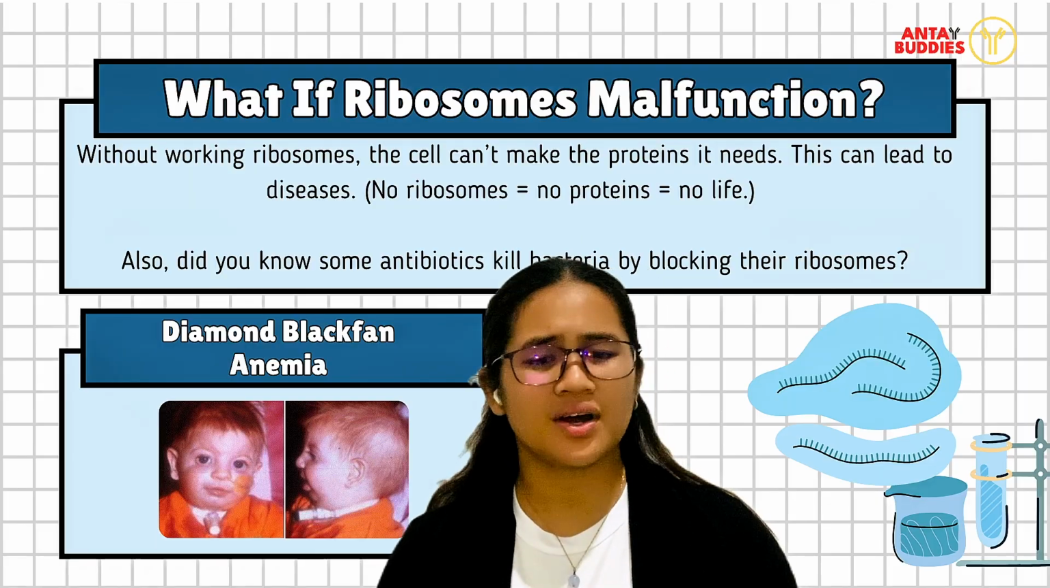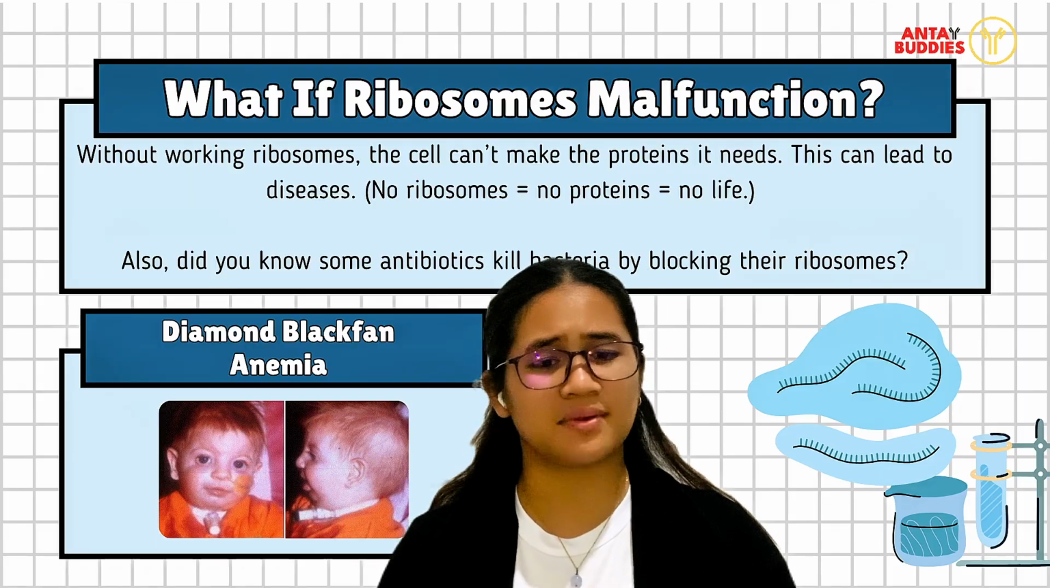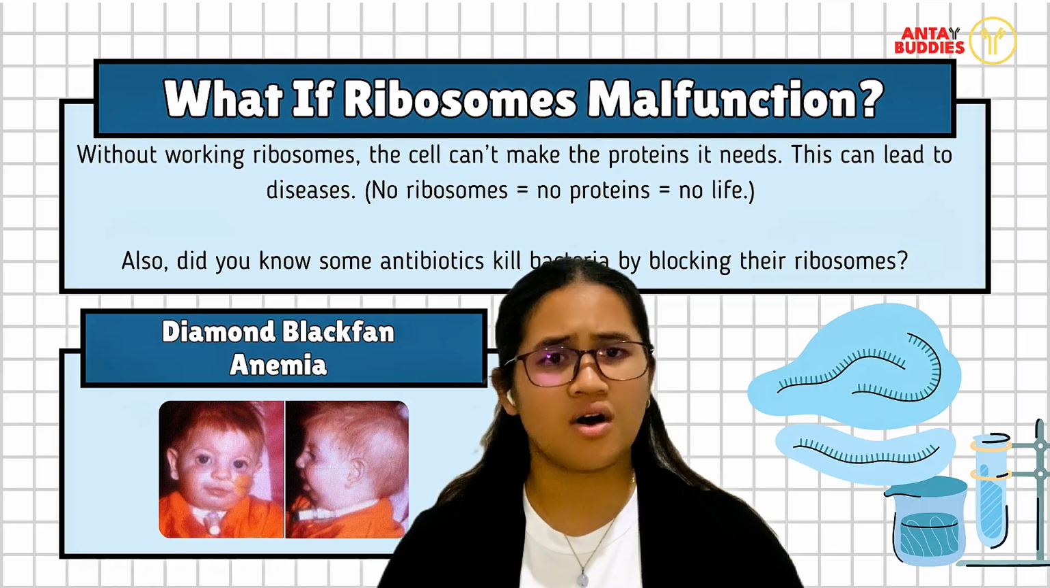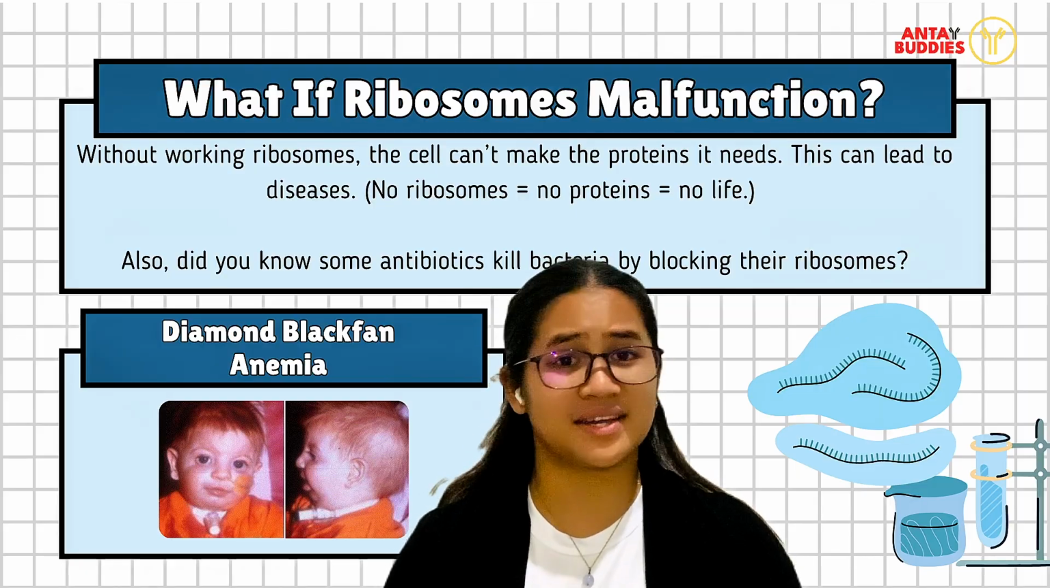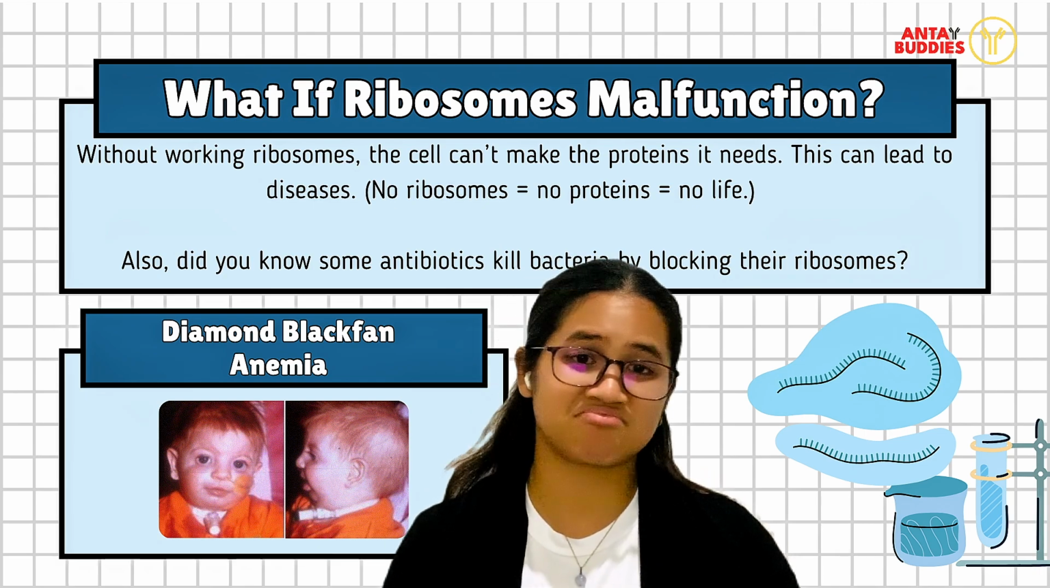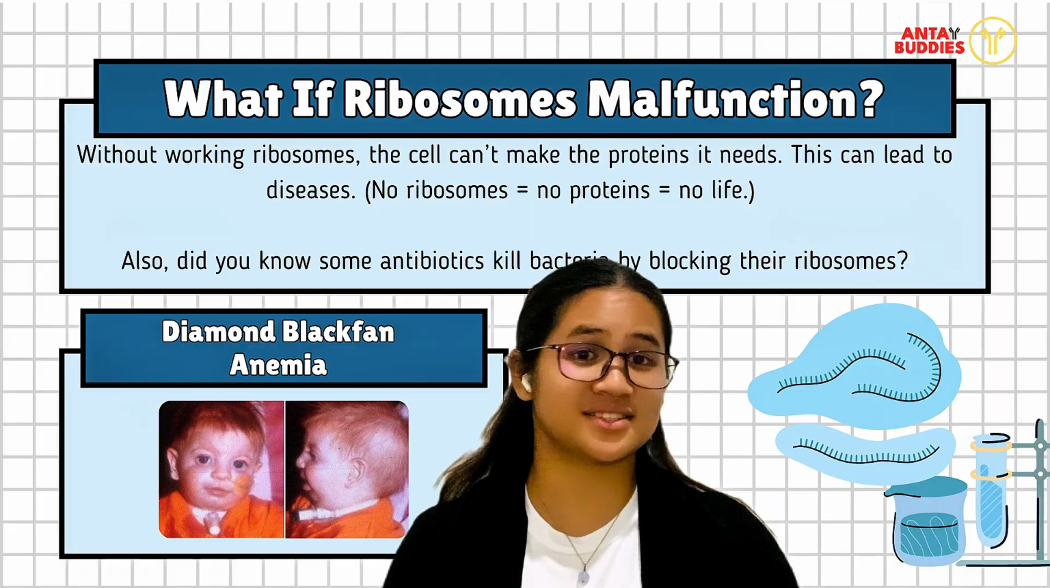For example, a rare disorder called Diamond-Blackfan anemia is caused by ribosomal defects. Also, did you know some antibiotics kill bacteria by blocking their ribosomes? Now that's a good fun fact.